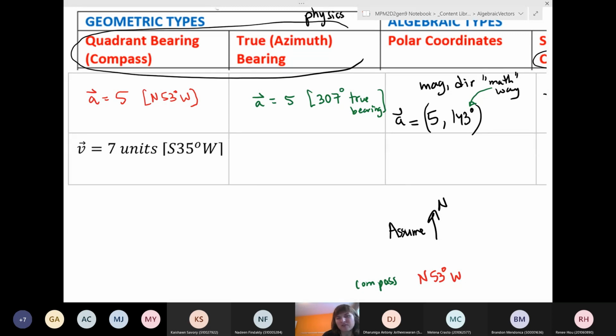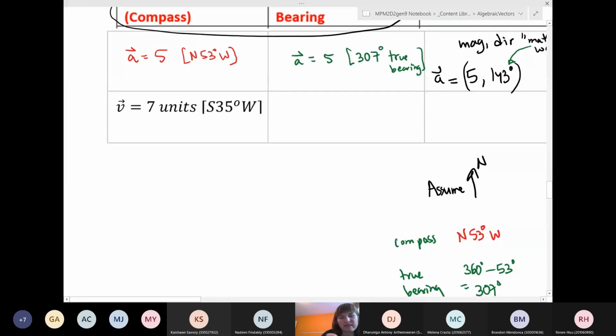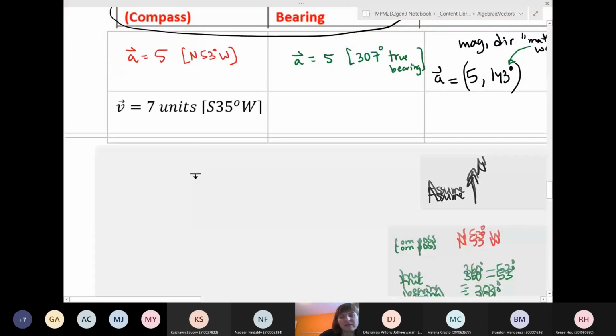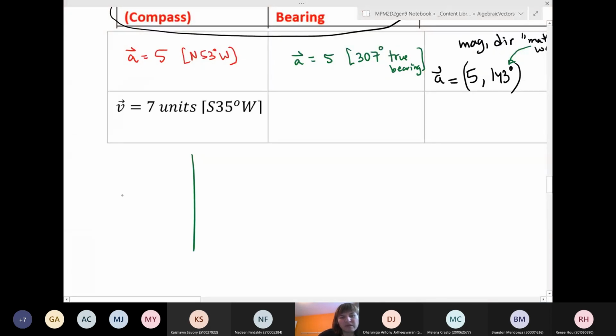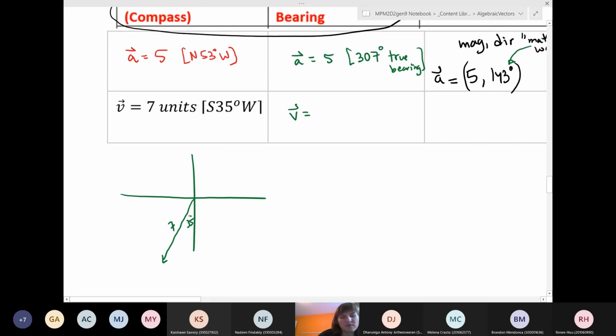Okay, so let's do another one going the other way. So we have V here. You're told 7 units, and this time it's south. So let me just give myself more space and just move everything I've done so far to the bottom. We have south, 35 west. That means it goes this way like this, 35 away, and size 7. So if I wanted to quote this in true bearing, I want the angle that goes like so from the north line. 0 degrees is over here. Who can tell me what that one would be? 7 units with what angle?